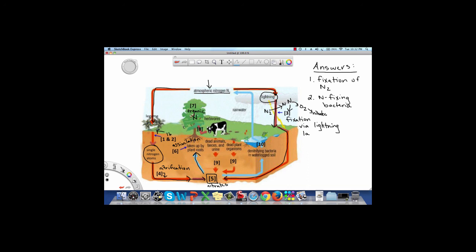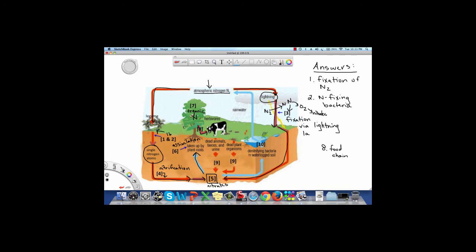Okay, number 8's on this arrow here that's going over and pointing to our large herbivore, which is a cow in this case. And it says, what step is pictured here by the cow eating the tree? Well, hopefully that was fairly obvious for you guys. I'm going to write number 8 over here. And this process or this step is called the food chain. Okay, the nitrogen is now able to enter the food chain.